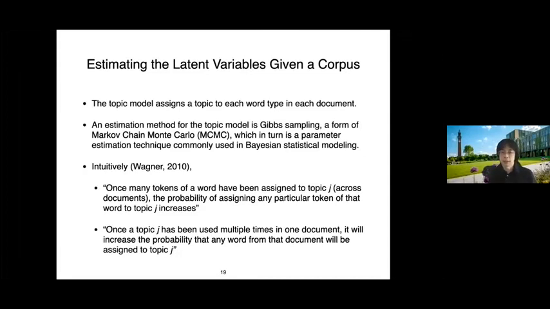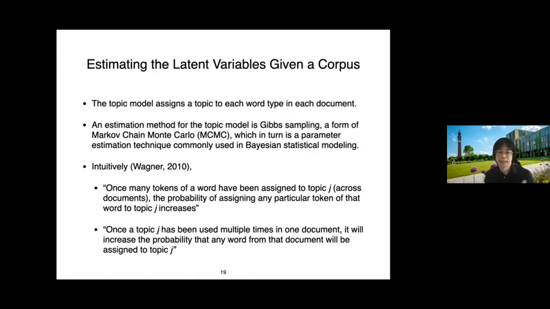So how does it work? Well, intuitively speaking, there are two principles that compete against each other. One is that once many tokens of a word have been assigned to topic J across documents, the probability of assigning any particular token of that word to topic J increases. What it means is that, for example, if the word water is given topic 1, any other occurrences of the word water are also likely to be given topic 1.